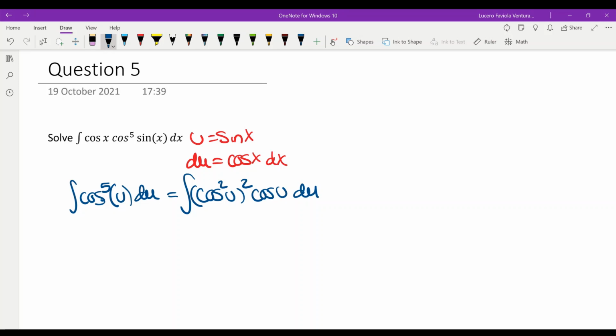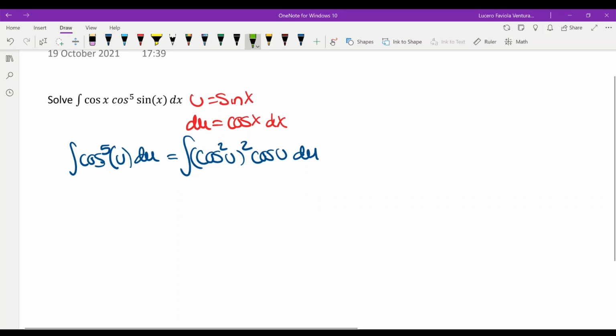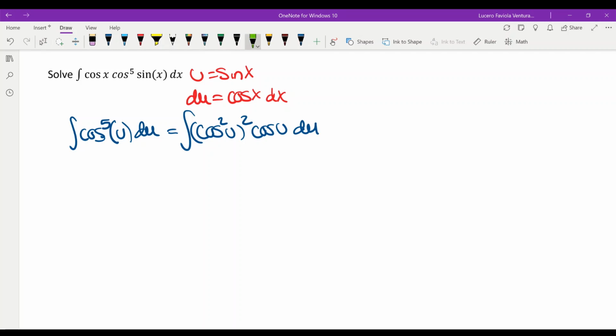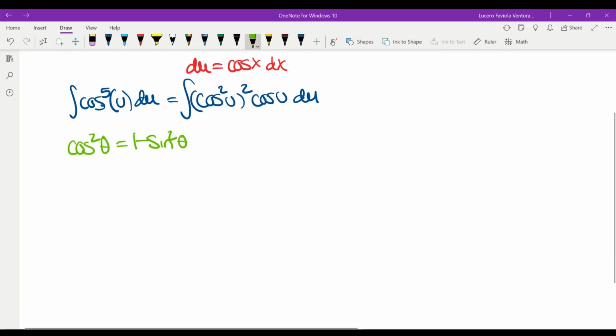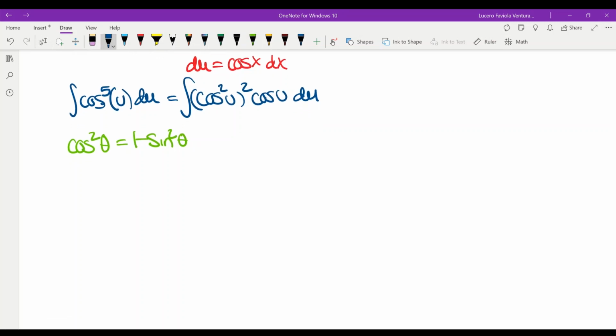And then cosine squared u is also a trig function. That trig function is cosine squared theta is equal to 1 minus sine squared theta. So we'll plug this into our function so that we can work much easier with it. We get the integral of 1 minus sine squared theta, or u in this case, squared, times cosine u du.